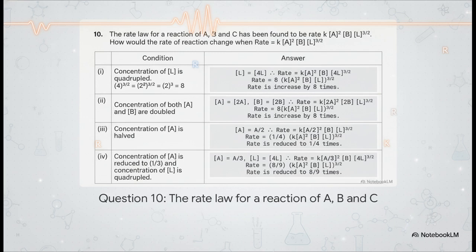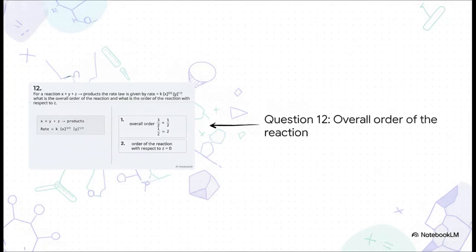This mathematically becomes rate equals 8/9 times k a squared b L to the power of 3/2. The final answer, rate is reduced to 8/9 times. Guys, make sure you actually practice writing out every single one of those steps. Next up is question 12.